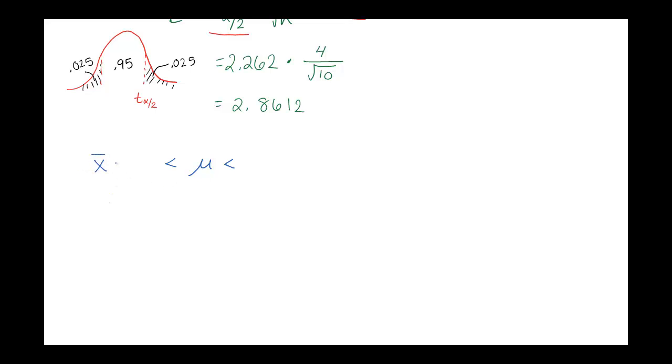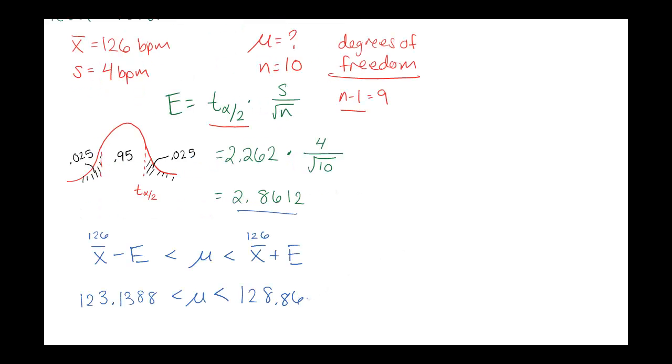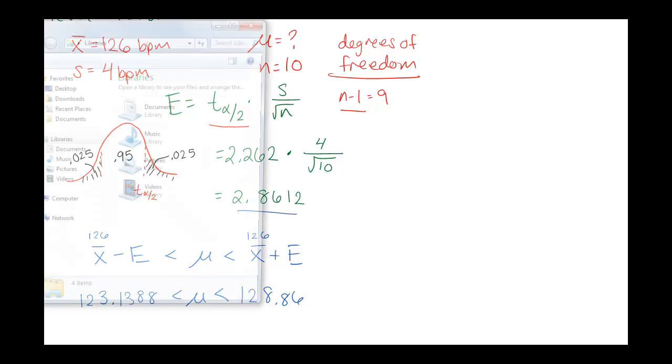This is going to be the mean of our sample plus or minus the error term. And in this case, our mean was 126, and then our e value we just computed. So if you take 126 minus this value and 126 plus this value, we end up with an interval of 123.1388 and 128.86. Looks like I just rounded to 2 decimal places there. So this would be the range of heart rates that we would expect for the mean of essentially all men taking this stress test. Now again, just like with the proportions, we can also do this calculation on the calculator.